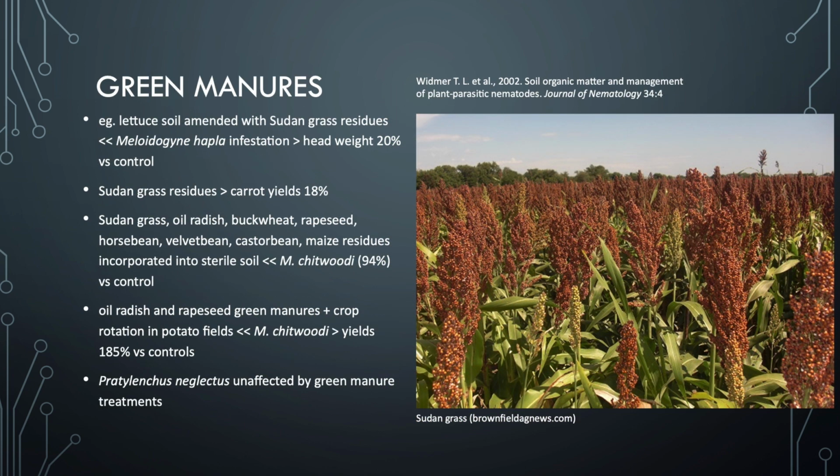So some examples of using green manures include lettuce soil amended with Sudan grass residues, which has been shown to significantly reduce Meloidogyne hapla infestation, but also increase head weight of the lettuce by 20% as opposed to control. Sudan grass residues have also been shown to increase carrot yields by 18%, and incorporating Sudan grass, oil radish, buckwheat, rapeseed, horse bean, velvet bean, castor bean, and maize residues into sterile soil significantly reduced Meloidogyne chitwoodi, and some by up to 94% as opposed to controls.